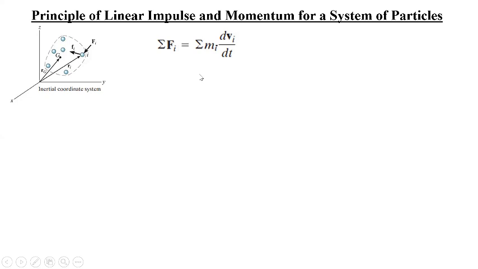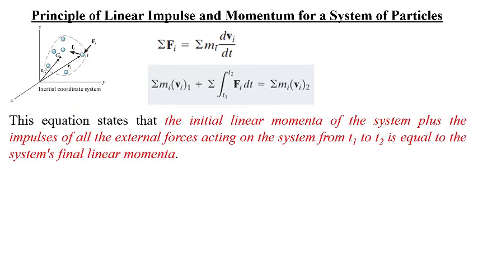And then we integrate the two sides with respect to time, where at time t equal to t1, v is equal to v1, and when t is equal to t2, v is equal to v2. Then we have this equation, which states that the initial linear momenta of the system plus the impulses of all the external forces acting on the system from t1 to t2 is equal to the system's final linear momenta.